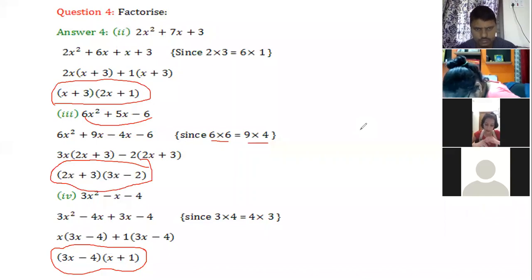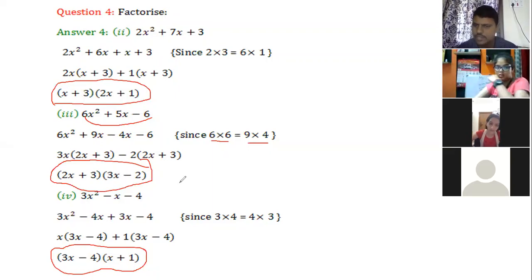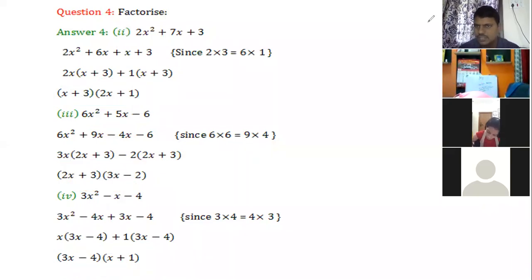Sir, for the third sum, 3x minus 2 into 2x plus 3, sir. Yes, correct. So children, you can write 3x minus 4 into x plus 1. Boys, she said the question number and answer. You have to say the question number and answer. So fourth one, sir. Yes, you are right. Children, you can write this. You can write first 3x minus 2, second 2x plus 3, no problem. Here they wrote 2x plus 3 first. You can write this side also, no problem. So this is splitting middle term. This method we are going to apply in question number 5.